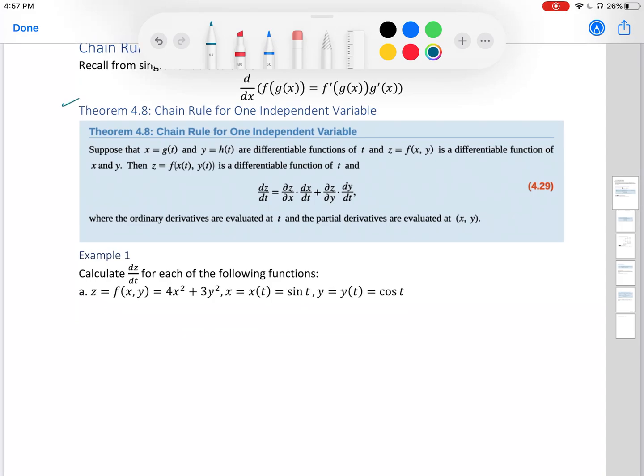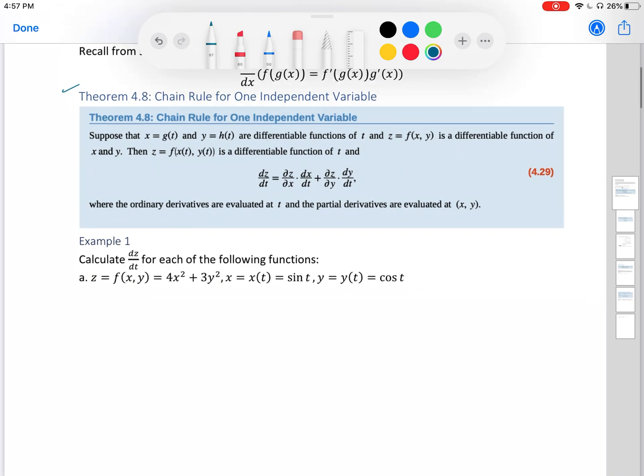So theorem 4.8 reads, suppose that x equals g of t and y equals h of t are differentiable functions of t, and z equals f of x, y is a differentiable function of x and y. Then z equals f of x of t and y of t is a differentiable function of t, and dz/dt is equal to dz/dx dx/dt plus dz/dy dy/dt, where the ordinary derivatives are evaluated at t and the partial derivatives are evaluated at x comma y.